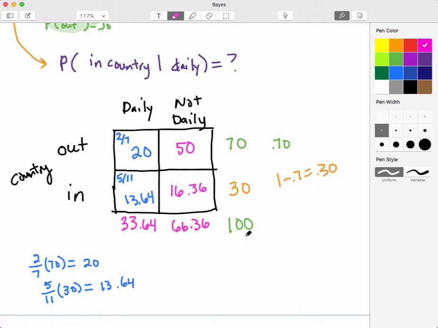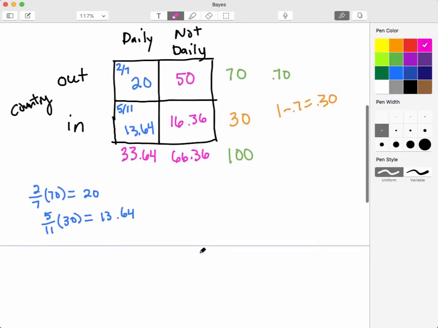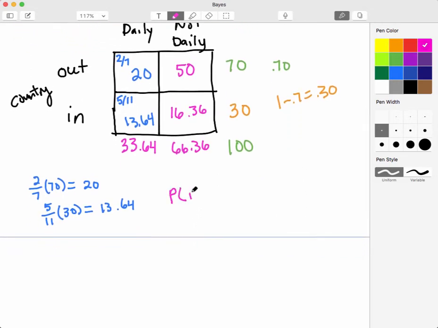Okay, once I have my table filled out, now I can answer my conditional probability question. So I can finally answer this question up here, the ultimate question of the problem. What's the probability that someone is in the country given that they log on daily? So the given is that someone logs on daily. So I'm going to write this again down here. The probability that someone is in the country given that they log on daily.